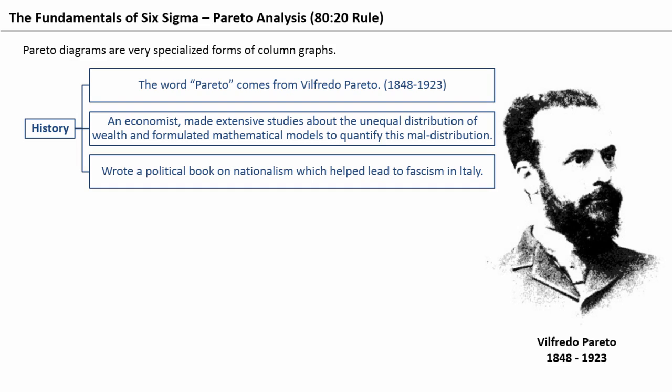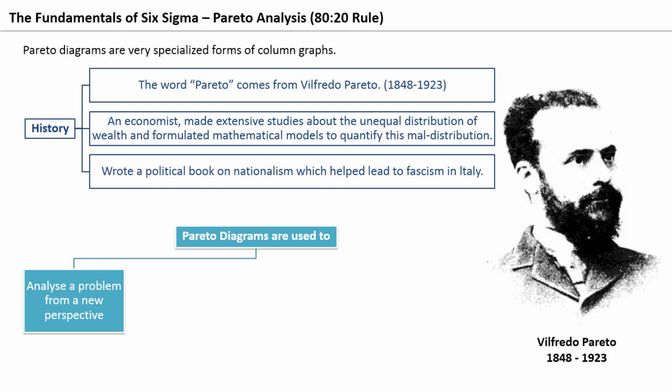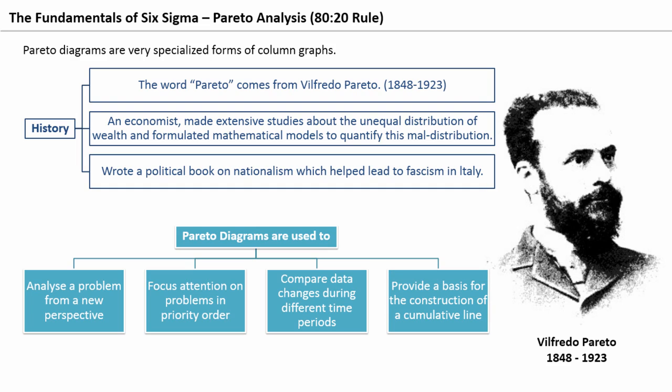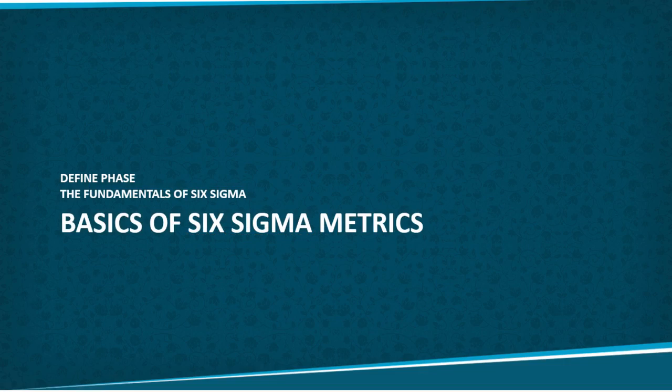To complicate matters more, the cumulative curve diagram itself was first used by M.O. Lorenz in 1904. Briefly stated, the principle suggests, in most situations, that a few problem categories, approximately 20%, will present the most opportunity for improvement, approximately 80%. Pareto diagrams are used to analyze a problem from a new perspective, focus attention on problems in priority order, compare data changes during different time periods, and provide a basis for the construction of a cumulative line.